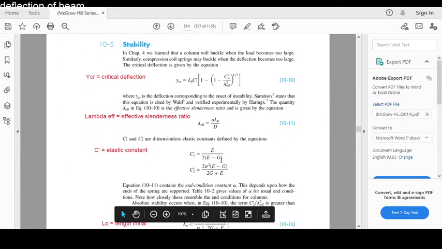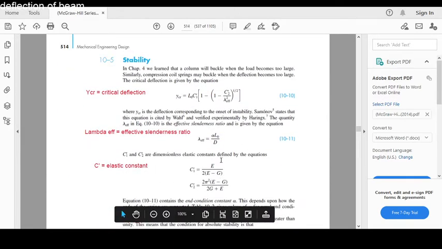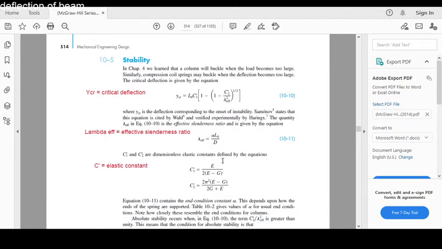On stability, in chapter 4 we learned that a column will buckle when the load becomes too large. Similarly, a compression coil spring will buckle when deflection becomes too large. The critical deflection is given by this equation. What is buckling? I'm sure you remember in Solid Mechanics 2 there is a subject called buckling.